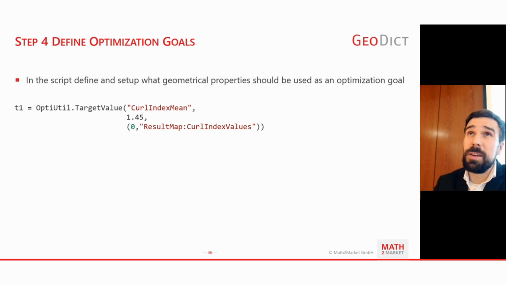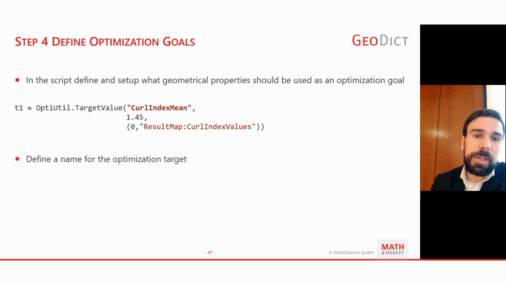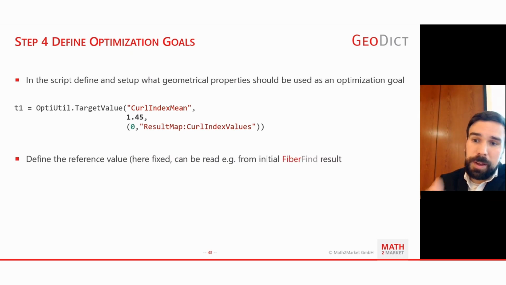In reality, I think it's curl index mean, curl standard deviation, curvature mean, and curvature standard deviation. First parameter is again just a name for logging. The second parameter is the reference value. So in this case here, it's just fixed 1.4. That could also be coming from your initial fiber find result. For simplification, I just put 1.4 in here.